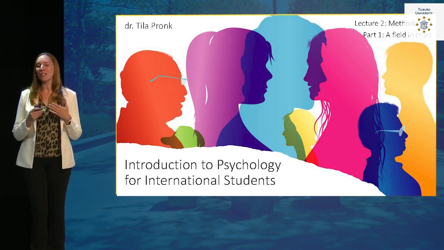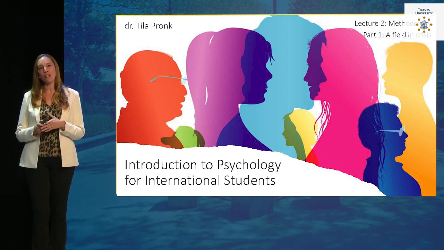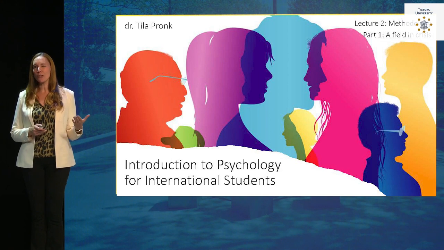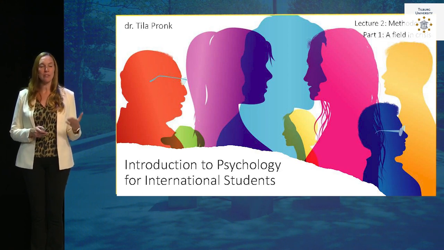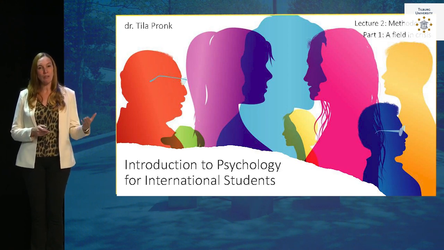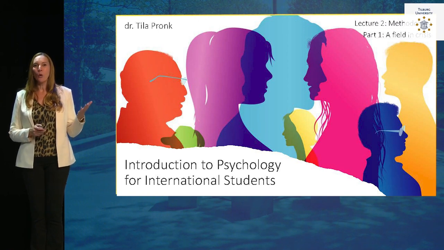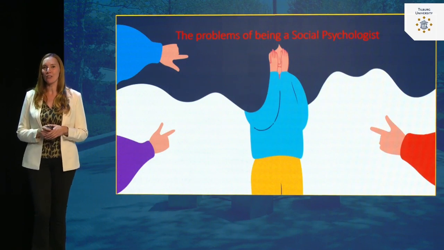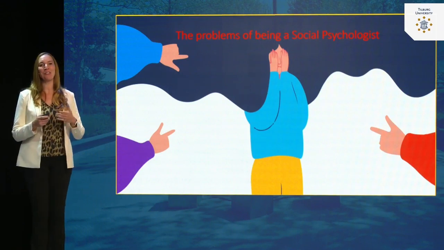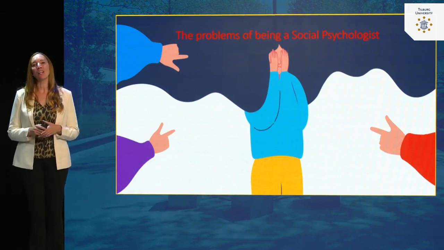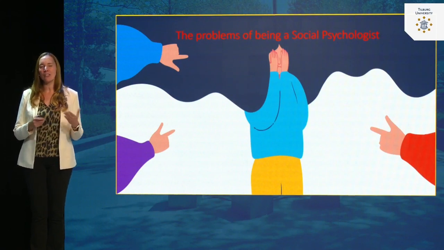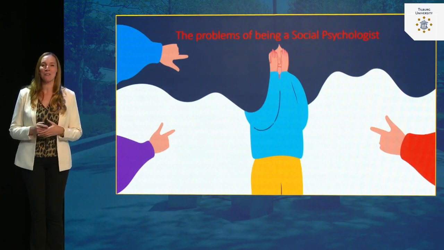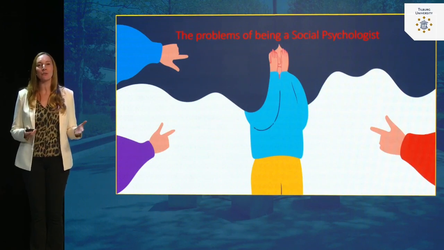So today we're going to be talking about the methods that social psychologists use to do their work. And especially for social psychology, you could say, this is really important. It's important to talk about good methodology. And why is this the case? Well, because it's not really easy to be a social psychologist. Not in general, but especially not over the last decade. Let me talk to you about why it's problematic to be a social psychologist and the problems that we tend to run into.